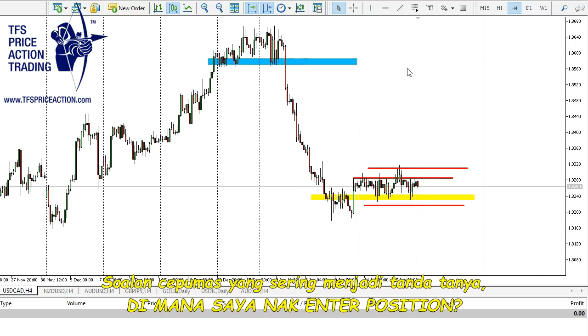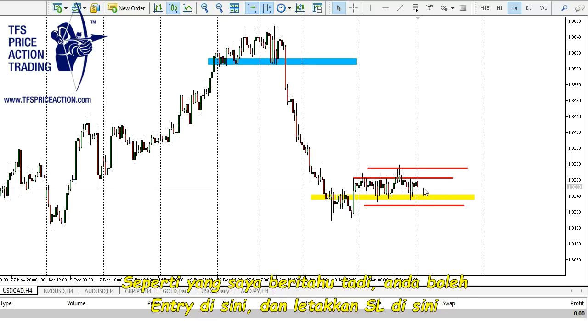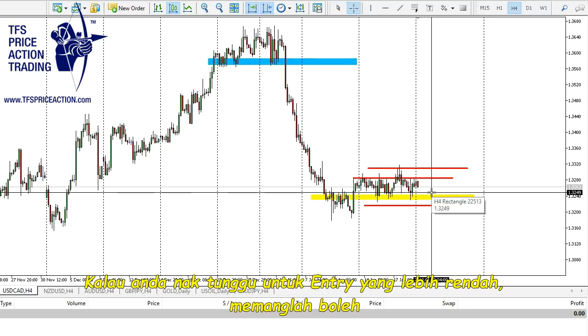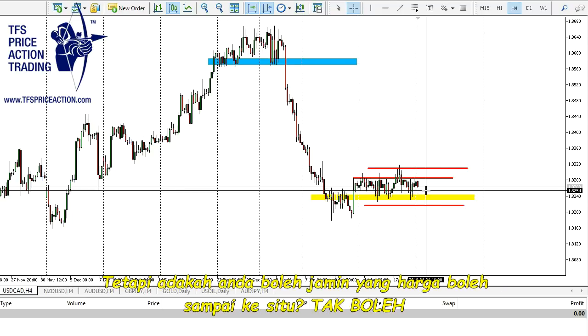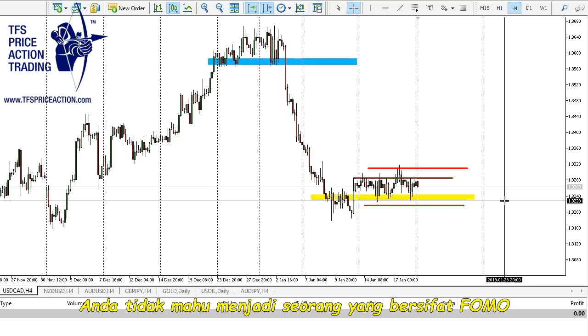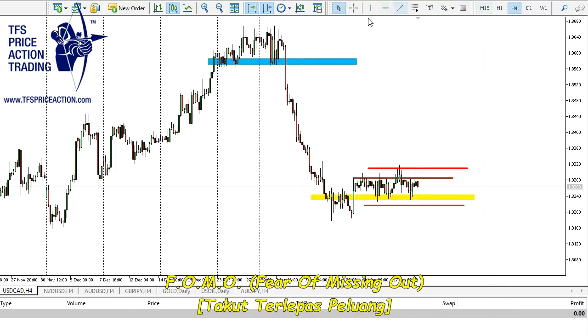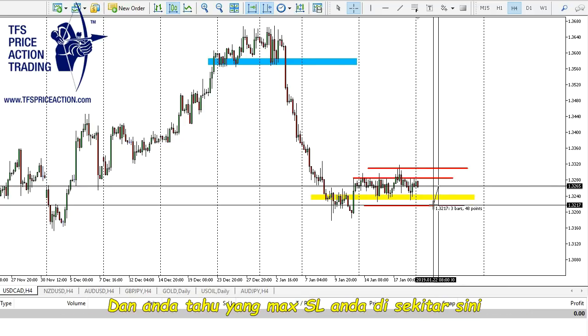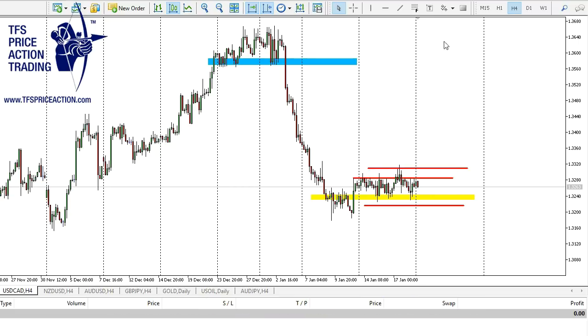So the $1,000,000 question is always, where do I enter my position? Like I said just now, if you enter your position here, your stop loss should be here. If you want to wait to enter your position here, you can, but can you guarantee that the price will reach that area? You can't. You don't want to get into a FOMO mode. FOMO, fear of missing out. You're afraid that you miss out, so you just enter your position here, and you know that your maximum risk will be somewhere around here.